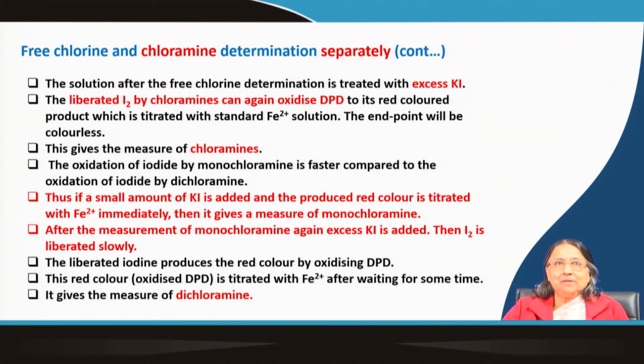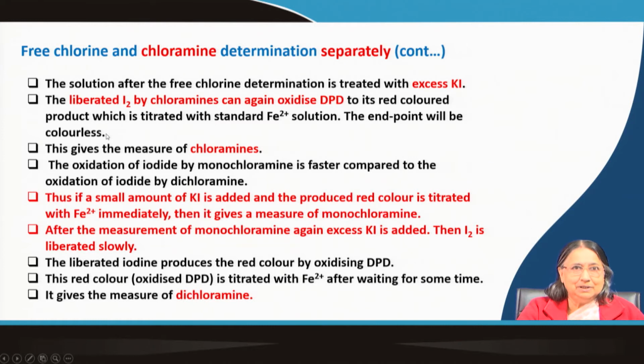And how is iodine produced? Iodine is produced from chloramines after reaction with KI. Okay. So, then red color is produced, then again you are titrating with Fe2 plus, the end product will be colorless, same way like the previous one. So, it will give the measure of chloramines.